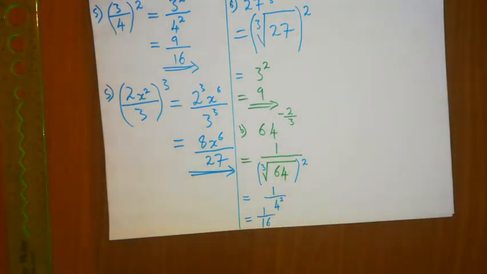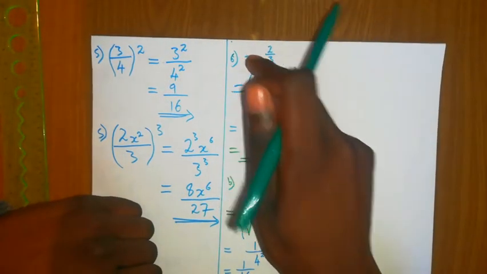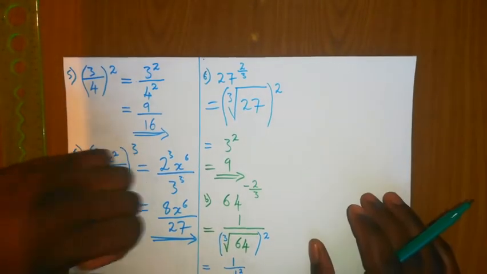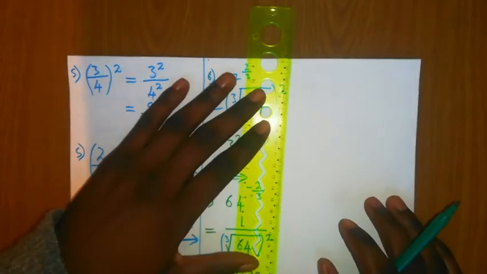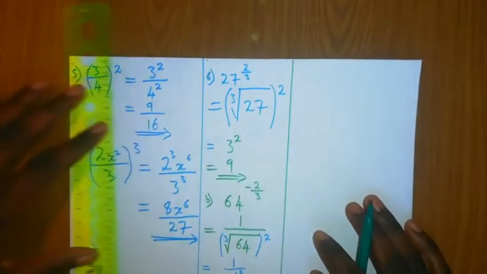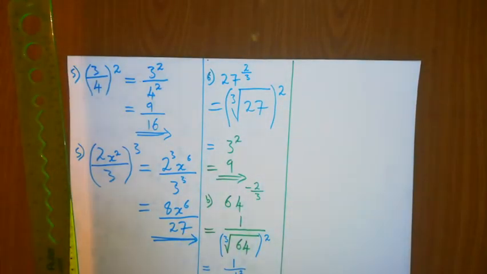Then there are some cases where you might find a number that is not part of these perfect cubes, perfect squares and the likes. That may require you to first do some divisions. Let me give you an example here. You might find a question having 12 and 27.